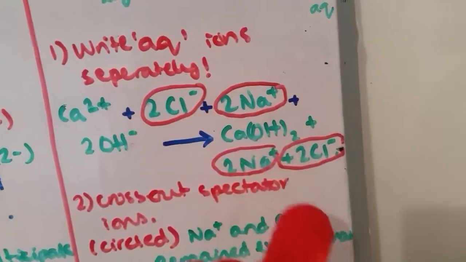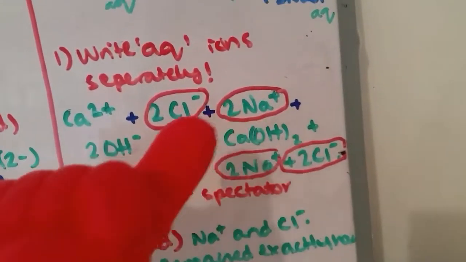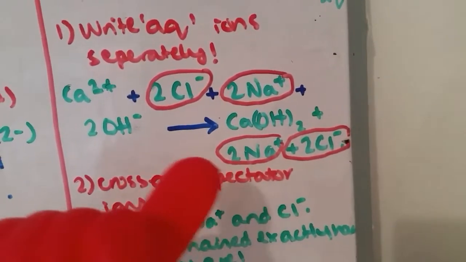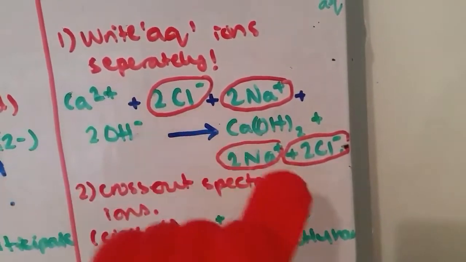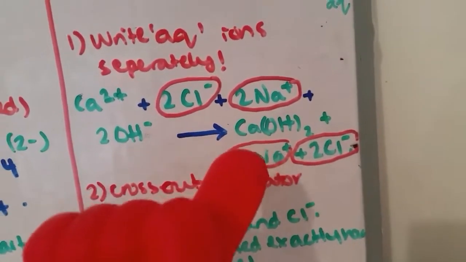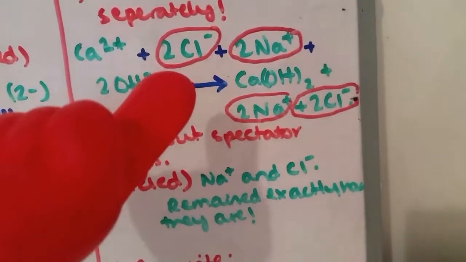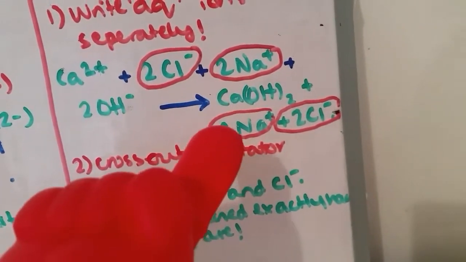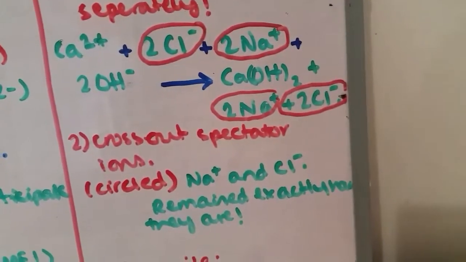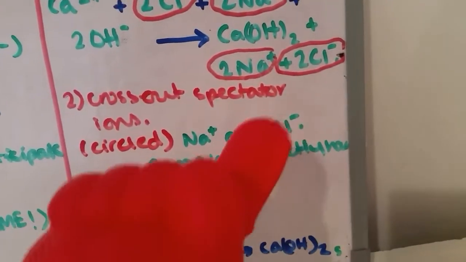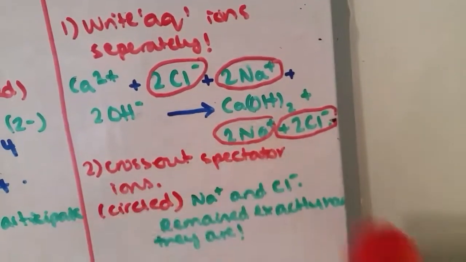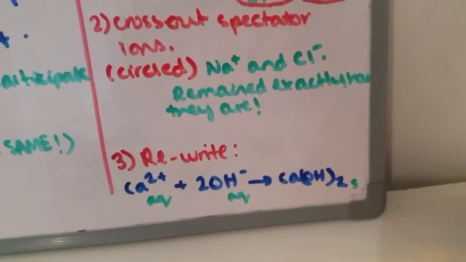2Cl minus. Let's look at this here. It's still 2Cl minus. That means it's a spectator ion because it remains the same in the reaction. Same applies to 2Na+. But 2OH minus, just like Ca2+, is a solid now, which is why that has changed and that's not a spectator ion. So our spectator ions are 2Cl minus, 2Na+, 2Na+, and 2Cl minus. Well, basically, our spectator ions are Na+ and Cl minus because they remained exactly how they are in the reactants and the products. Now we just need to rewrite the equation.